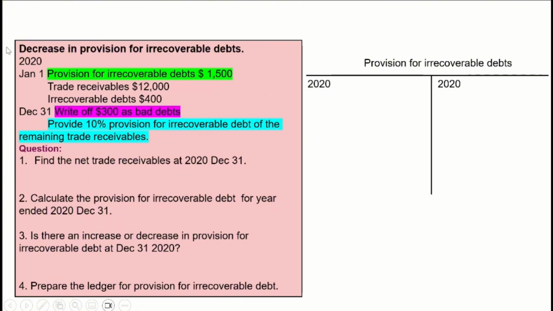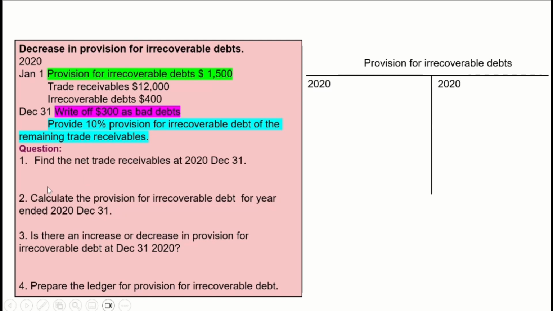Now, let's look at an example of decrease in provision for irrecoverable debt. At the start of the year 2020 Jan 1st, provision for irrecoverable debt 1,500. At the same date, trade receivables 12,000, irrecoverable debts 400. December 31st, write off 300 as bad debt. Provide 10% provision for irrecoverable debt of the remaining trade receivables.